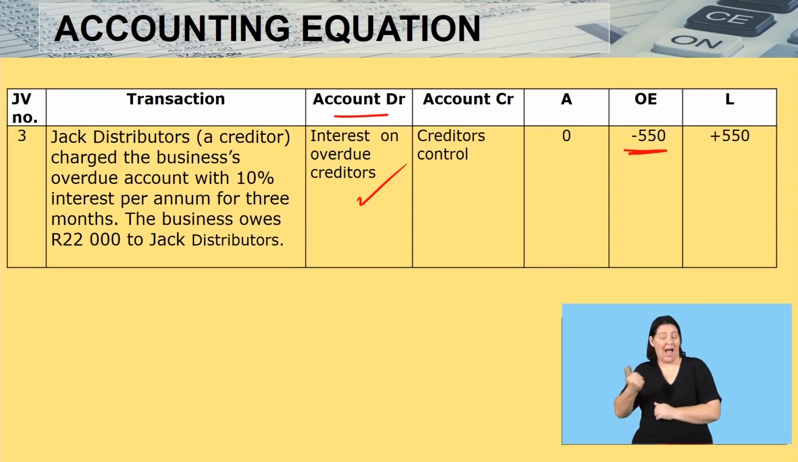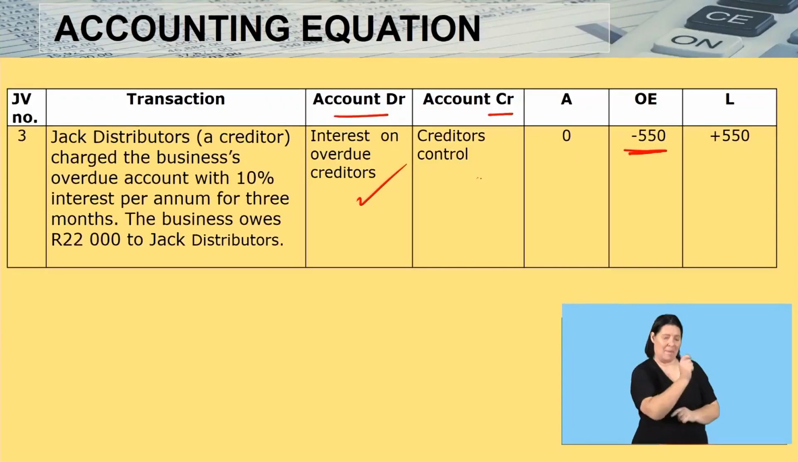The other account is your creditor's control, which we know is a liability. So we'll credit our creditor's control. Once you credit your creditor's control, which is a liability, you are increasing your liability. You have 550 plus 550. Minus 550 plus 550, the net effect therefore becomes 0. Assets, no effect. It is also 0.